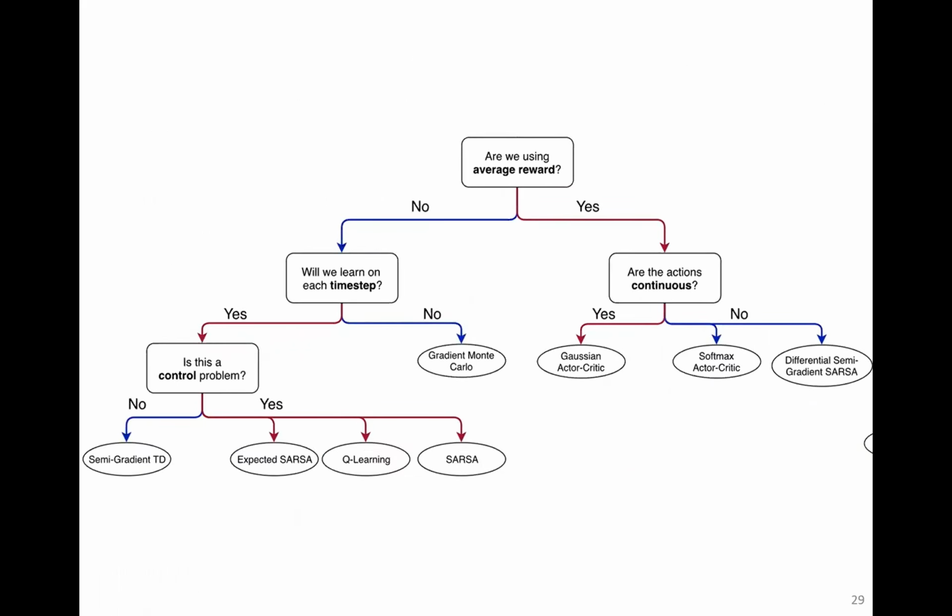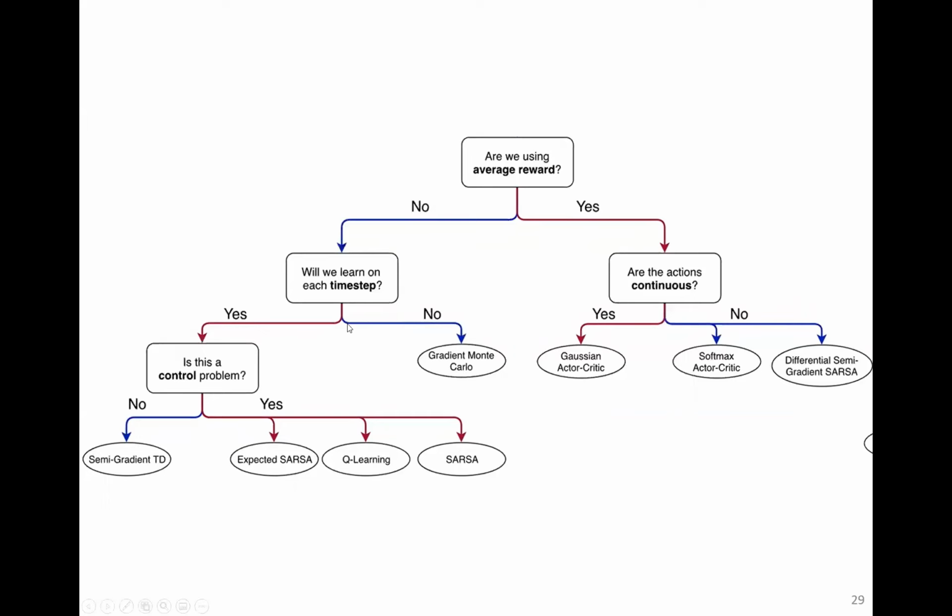So here is the summary of function approximation. If we are using average rewards, then we can use the different variants of actor critic. If you're not using average reward, then we use the cumulative discounted reward.